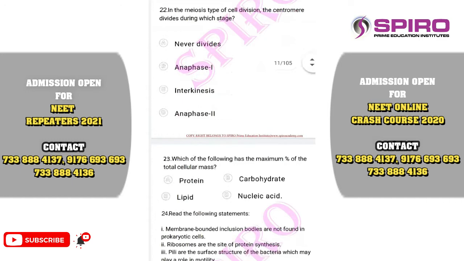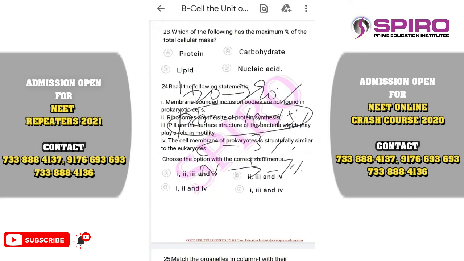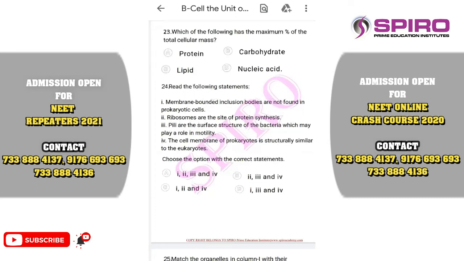And the next question, which of the following has the maximum number of total cellular mass? So this is also from the biomolecules lesson. Water is present at almost 70 to 90% in a cell. Next is protein, which is present at 10 to 50% concentration. Carbohydrate is present in only 3%, nucleic acid in 5 to 7%, and lipid in almost 2%. So next to water, the maximum amount is protein, 10 to 50%. Since water is not given here, the correct option should be protein, option A.